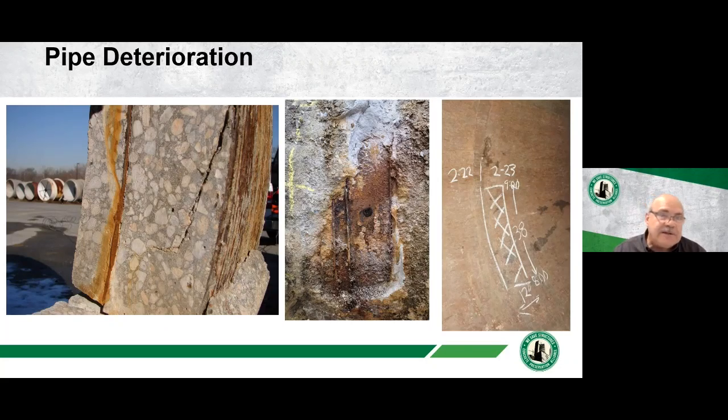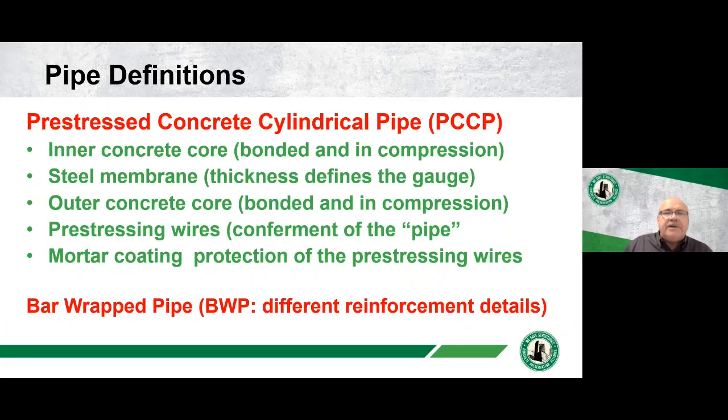On the left is a cross section of PCCP. There's an inner core, a steel membrane, an outer core, which is thicker. And then the whole thing is wrapped in pre-stressing wires. And then there's a mortar coating on the outside to protect the wires from degradation from the soil. Over on the right-hand side is an area that we would identify. We're inside the pipe here using clock positions to delineate where the deteriorated conditions do exist. But we'll talk with some definitions first.